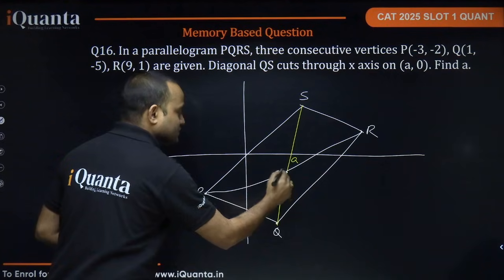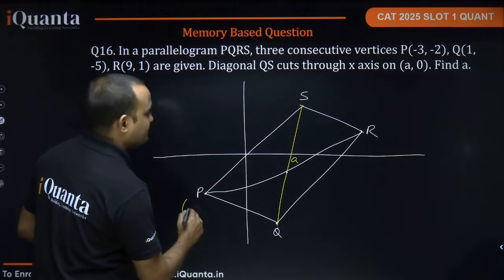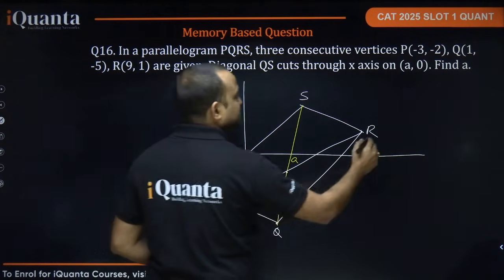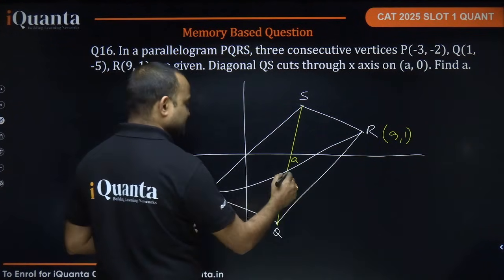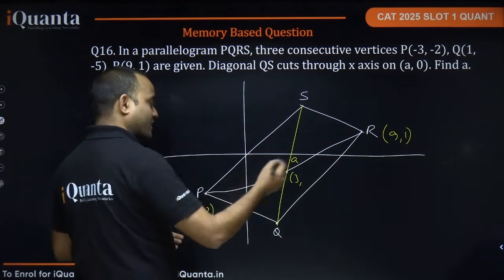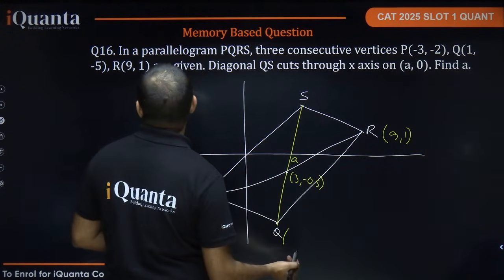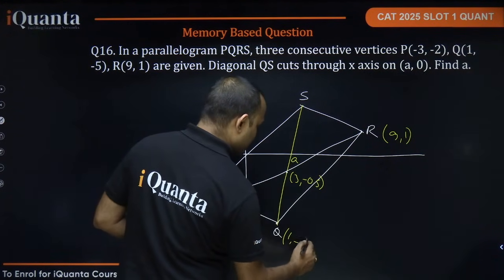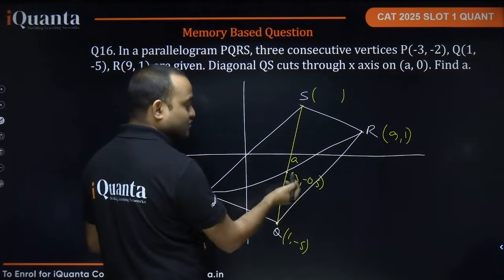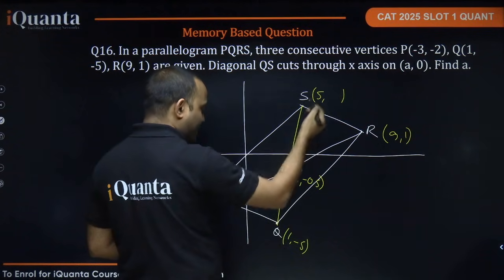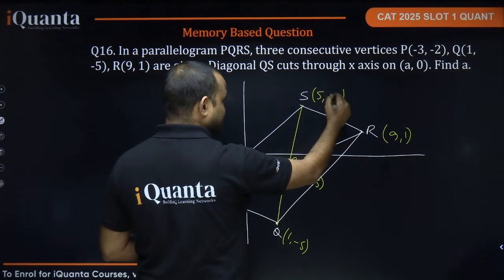So somewhere, this will be the intersection of diagonals. What will be the intersection of diagonals? See, this point is given, minus 3, minus 2. This point is given, which is 9, 1. So 9 plus minus 3, 6 by 2, this will be 3. And then 1 minus 2, this will be minus 0.5, correct? So from there, if Q is given, which is 1, minus 5, we can find S. So if S is (x, y), then x plus 1 by 2 is 3, so this will be 5. Then y minus 5 by 2 is minus 0.5, so this will be 4.